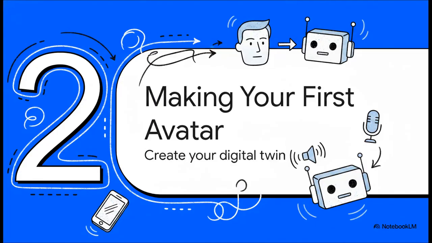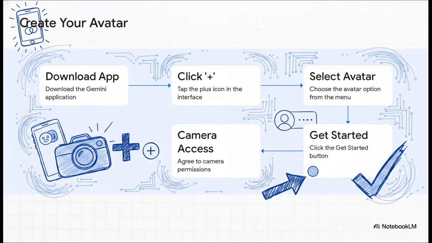Section 2. Making your first avatar. Create your digital twin. The real beauty of this whole thing is the user interface. It is staggeringly simple. Step 1, you just download the Gemini app on your phone. When you open it up, you just tap the little plus icon. From that menu, select Avatar, then hit Get Started and click I agree to let the app access your camera. And that's it. In like 5 screen taps, you've started creating your own digital twin.